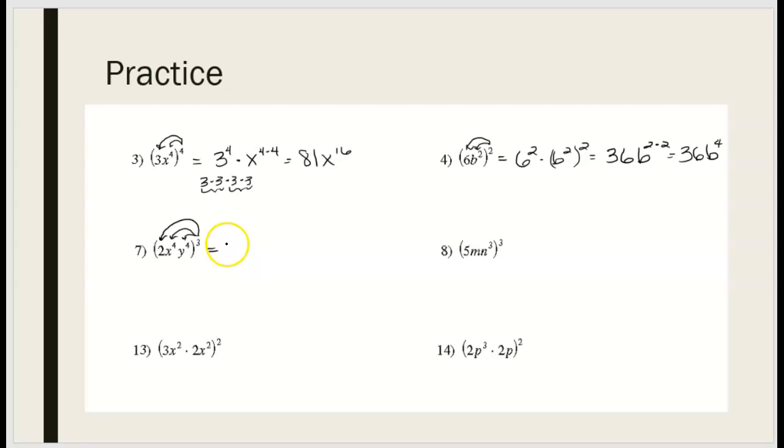So what this becomes is 2 to the 3rd power times, I'm going to write it a little more shorthand like I did in number 3. My x to the 4th is raised to the 3rd power, which means I multiply those exponents together. And my y to the 4th is also raised to the 3rd power, which means I multiply those exponents together. 2 to the 3rd, 2 times 2 times 2 is 8. X to the 4 times 3 is x to the 12th, and y to the 4 times 3 is y to the 12th. All right, try number 8. Press pause and we'll check when you get back.